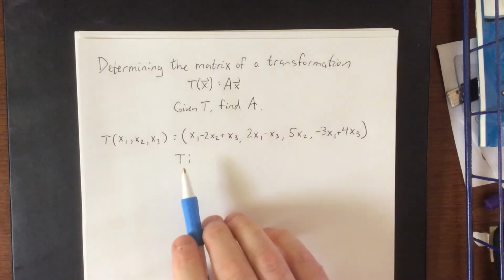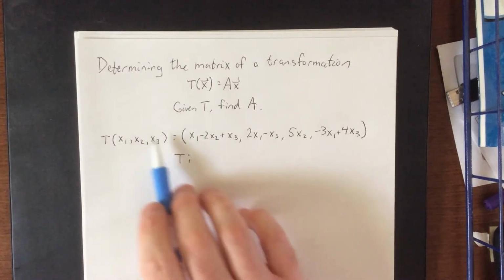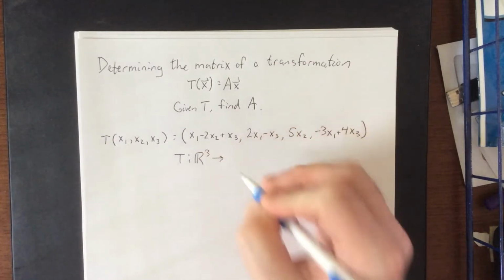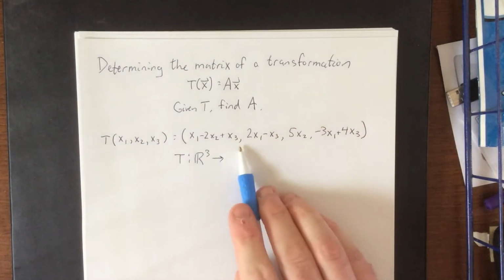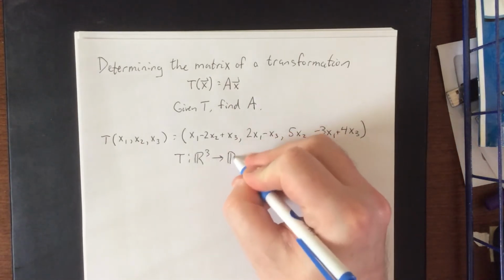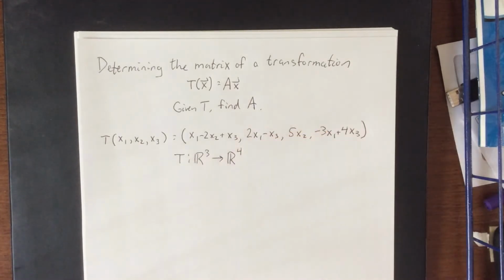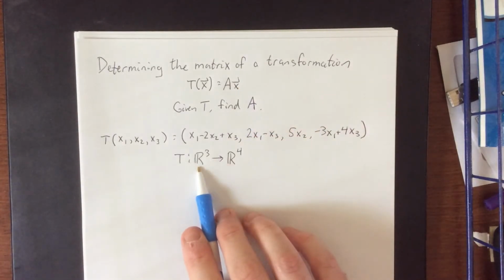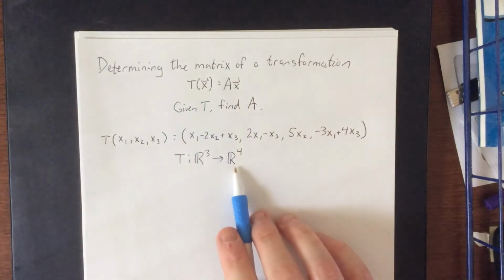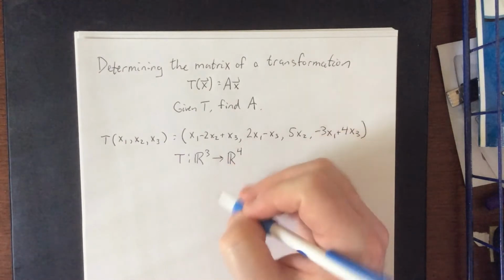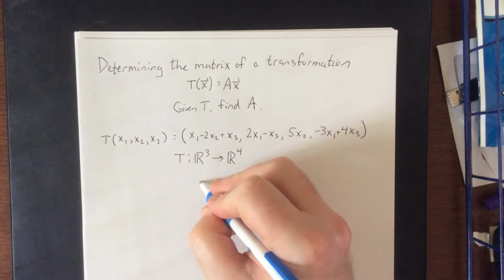Now with that in mind, we're taking T of a vector that is in R3, and we are sending it to a vector that is in 1 component, 2 components, 3 components, 4 components, R4. So that means that our vector x will be expressed in terms of a 3 by 1 matrix, and T of x will be expressed in terms of a 4 by 1 matrix. So at the very least, we should figure out what the relative size of the matrix A is. Now there are going to be two different methods that we're going to talk about how to do this.